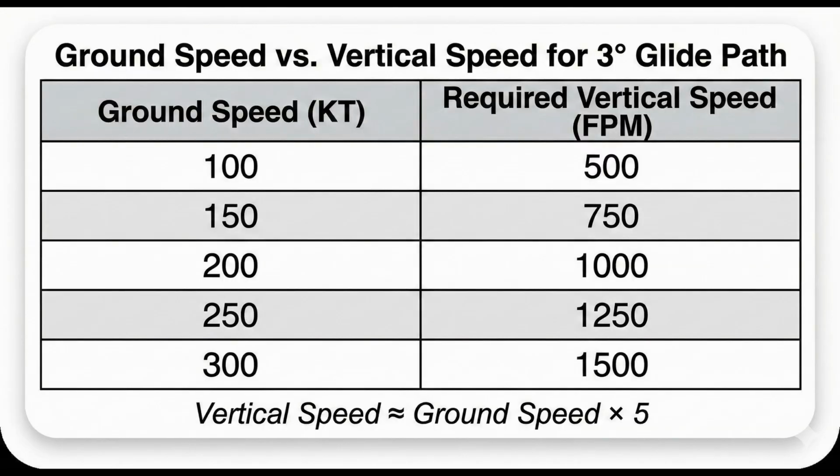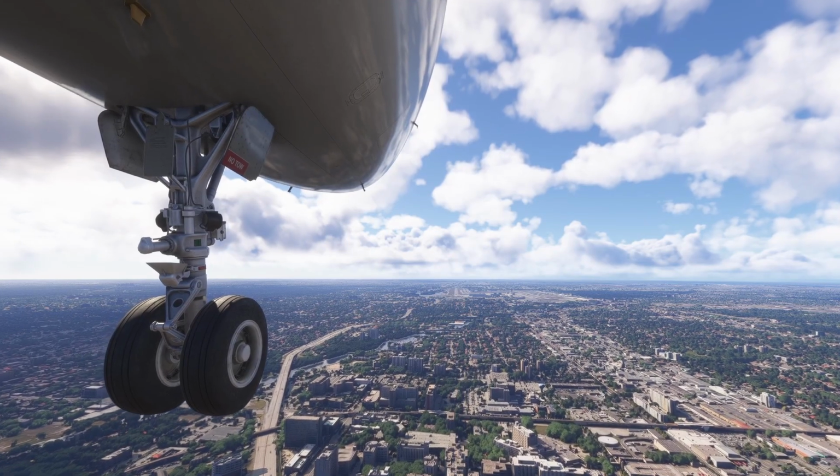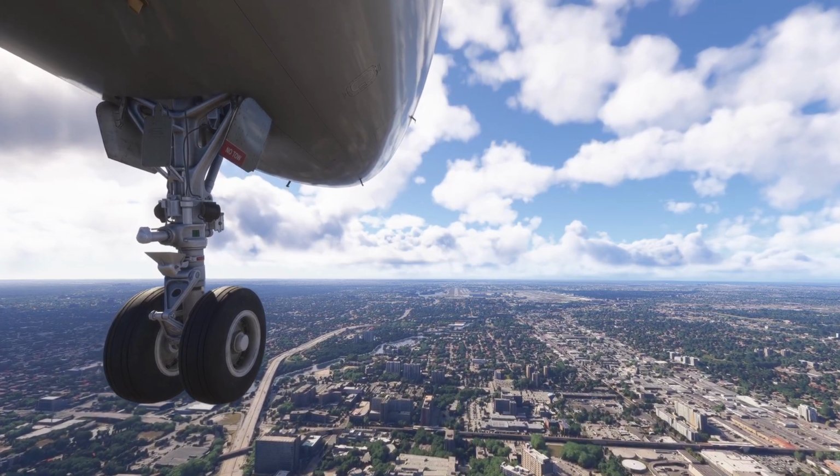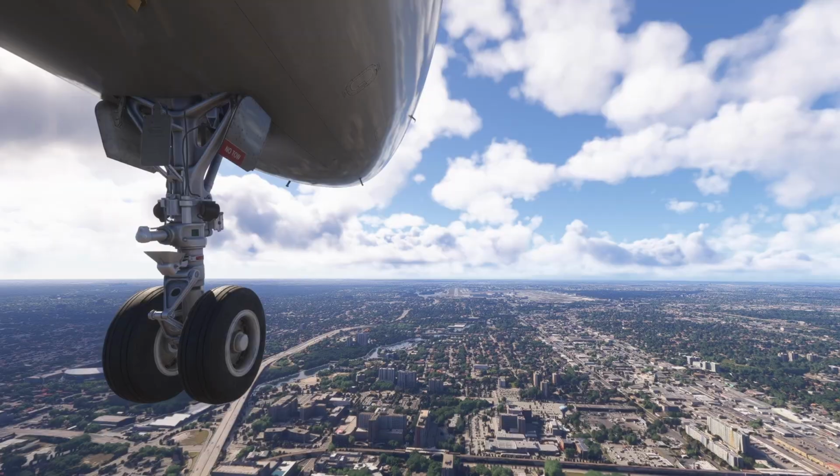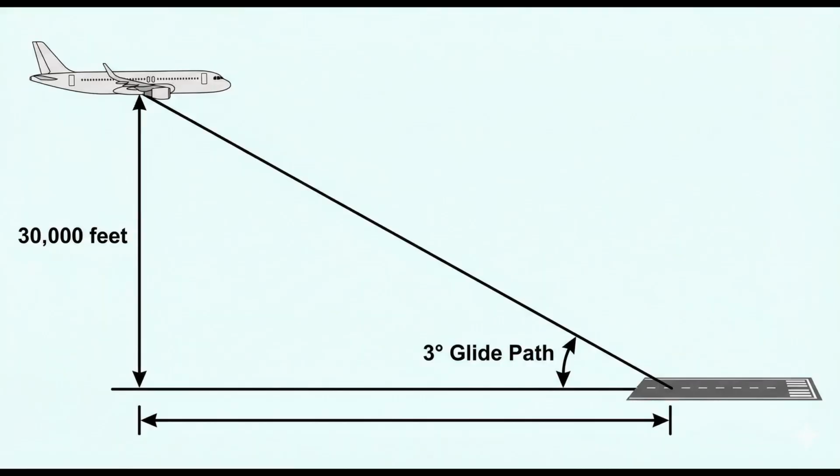Take your ground speed and multiply it by 5, or divide by 2 and add a 0. If your ground speed is 400 knots, you need a sink rate of 2000 feet per minute. This keeps you welded to that 3-degree slope regardless of your speed or the wind.